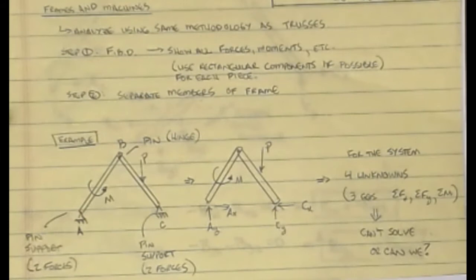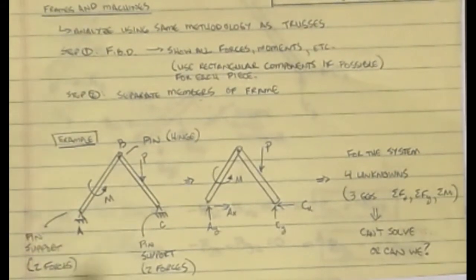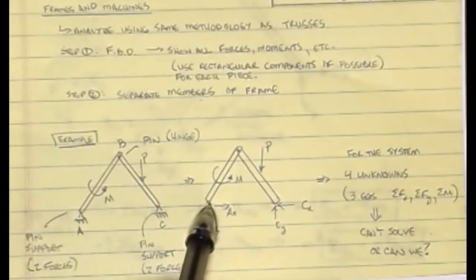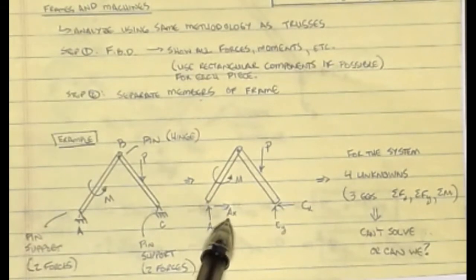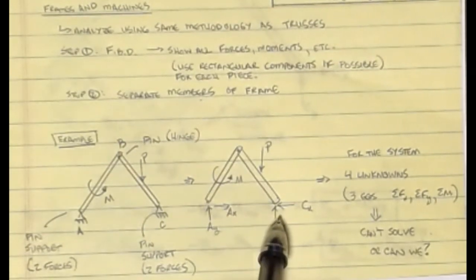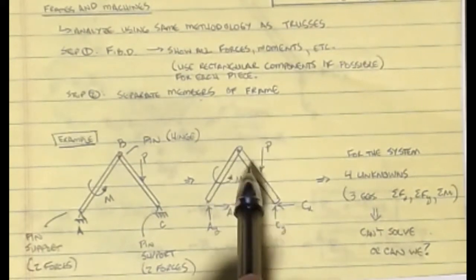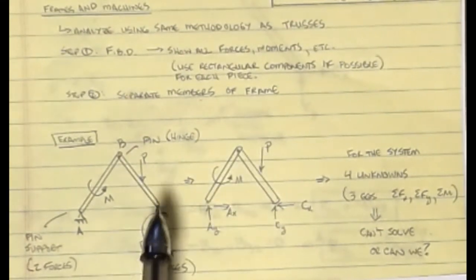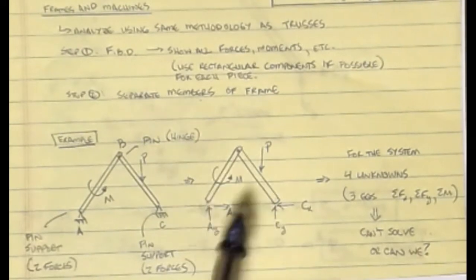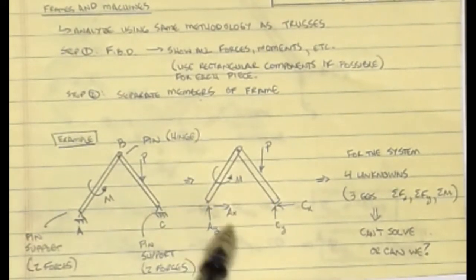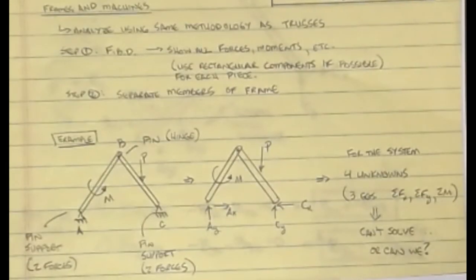So first thing I do is I draw the free body diagram of the entire system. And what you see is I've got a pin support at A, so that gets me an A_Y and an A_X. And then I have a pin support at C, that gets me a C_Y and a C_X. And then I have my applied moment and I have my applied force P. Again, there's no mention of self weight. There are no internals because I didn't cut anything. So all we have are support reactions and the external loadings that are happening on this.